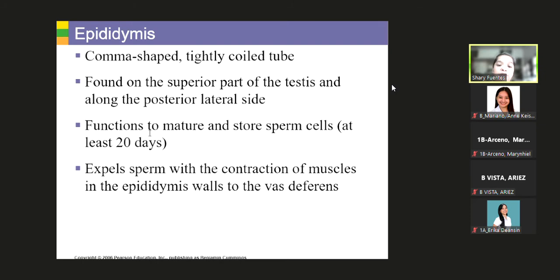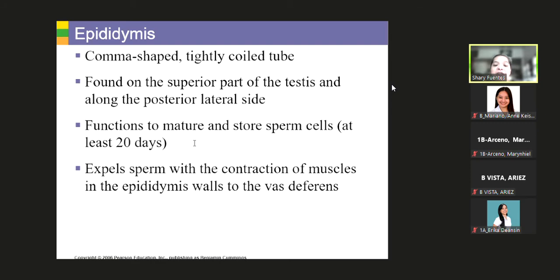So that's the location. The function nito, they are the ones that will mature and store the sperm. The maturation would take about 20 days. Okay? So, galing doon sa rete testis, so from the lobules, seminiferous tubules, and then ilalagay niya doon sa rete testis, and itatapon nito sa epididymis, itatambay mo doon, o sige, ipapamature kita doon. Stay there for 20 days. Okay? So, at least 20 days for maturation.